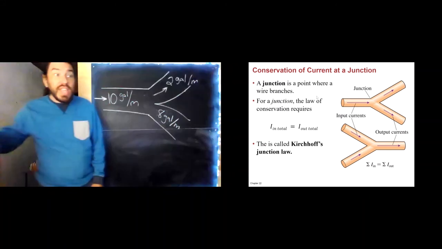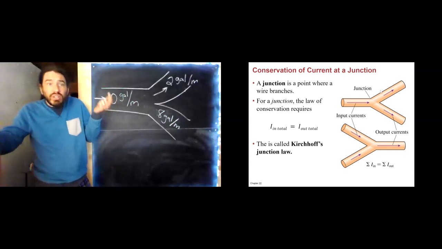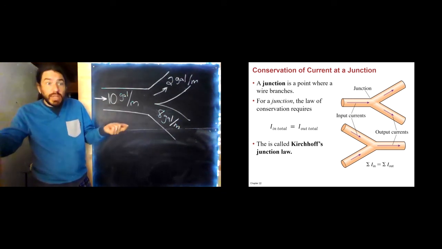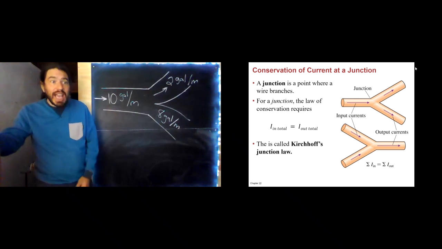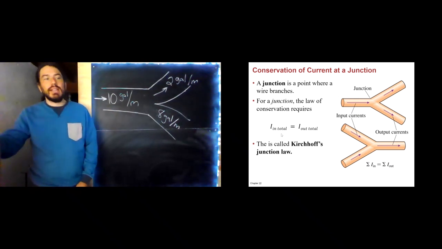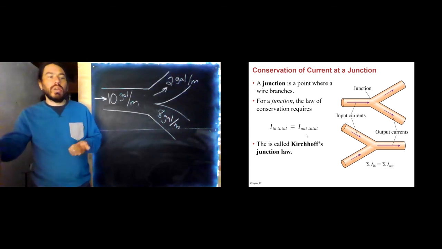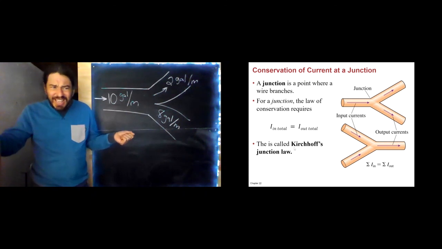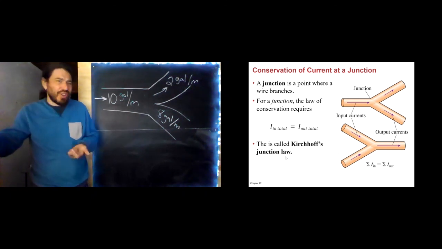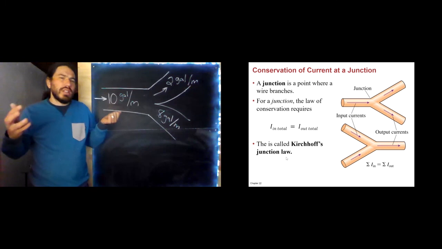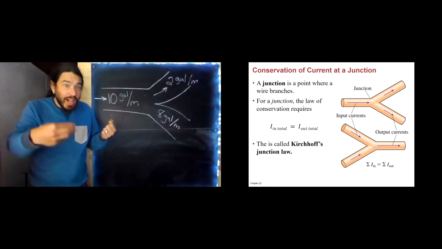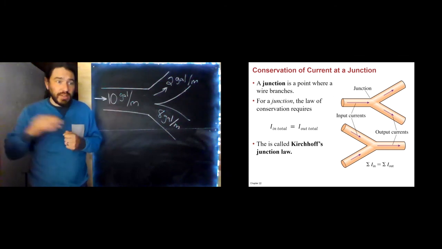But we have the junction rule, which is just the law of conservation of current applied to a junction, right? So we know that the total current coming into the junction has to equal the total current coming out of the junction. And that's exactly what this says. The total current coming in is the total current coming out. And to make it trickier, it has sort of a funny name. It's Kirchhoff's junction law. It's just the conservation of stuff. Because remember, charge is carried on a physical object. It's just the conservation of stuff.